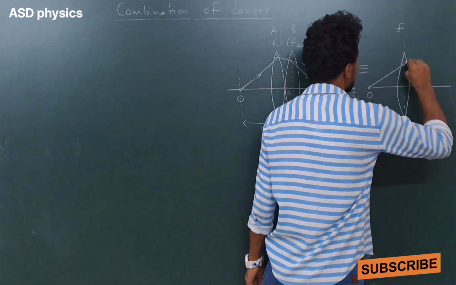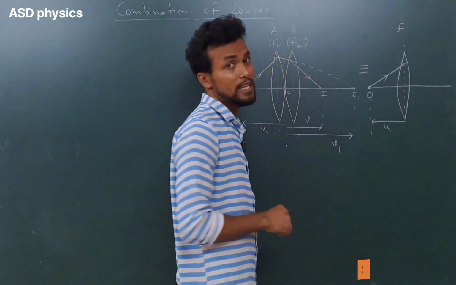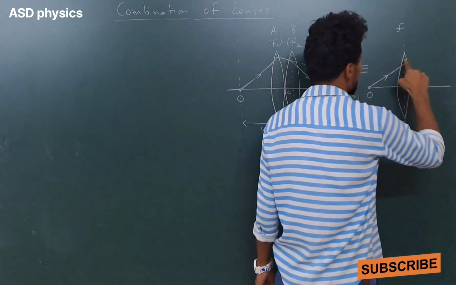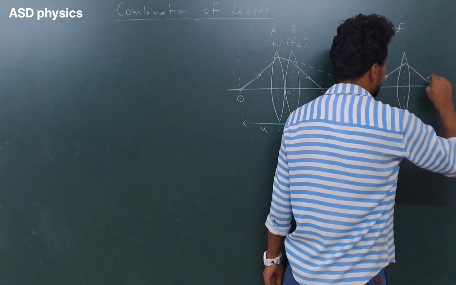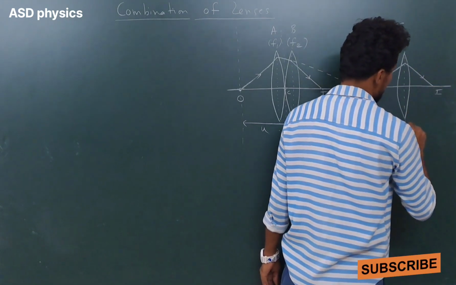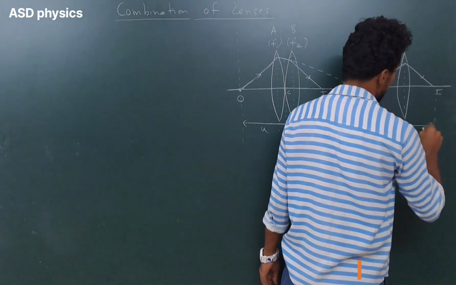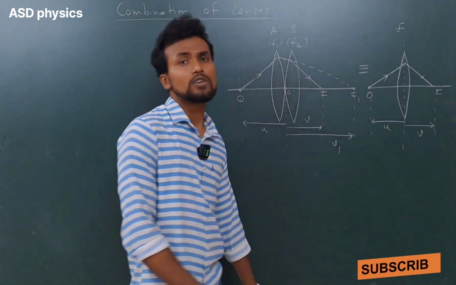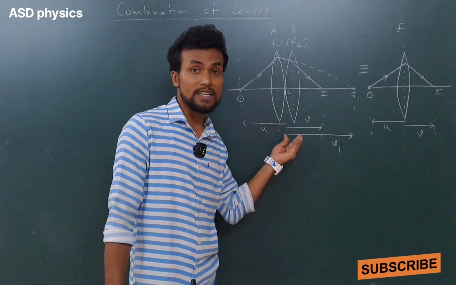Okay, now the ray will go like this, and the refraction will happen, and the image will form here. See here please, this distance is what? This distance is V.